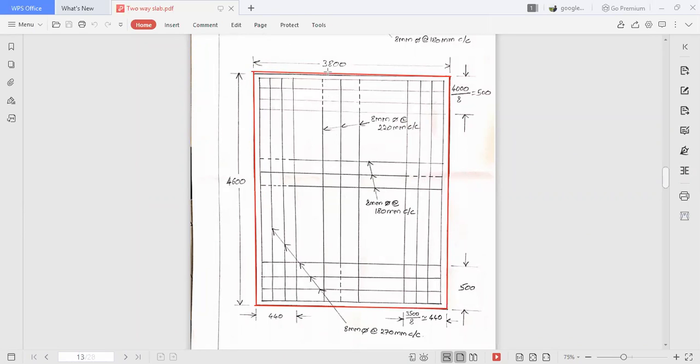This is the bar which is traveling along the longer span, and these are designed as main bars along the longer direction in the mid strip, with respect to M U Y. Whatever steel we have calculated with respect to MUY is this one. These three bars, this one and this one and this one, all the three bars.